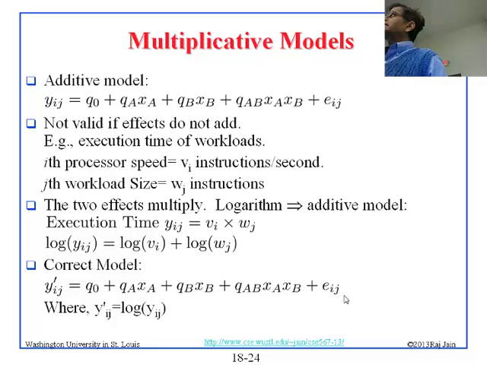So for this kind of thing, you know that they don't add up. If you are measuring execution time and you have a processor and you have a workload, you know that the workload and the processor don't add up. So before you do that, you have to take a log, and now they will add up. But I also don't know that they will multiply.